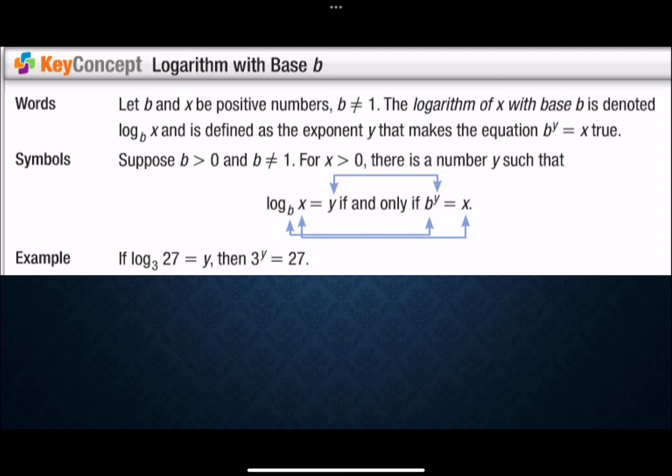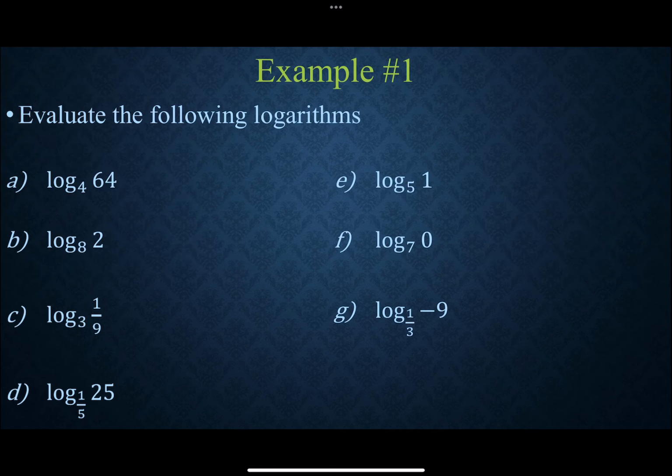So they give us log base 3 of 27 equals y. The base stays the same, so the base of the log and the base of the exponential is the same number. It's the switching of the other two things in the problem. So that's why it's 3 to the y equals 27. The 27 and y swap locations. So we can use this to evaluate each of these problems.